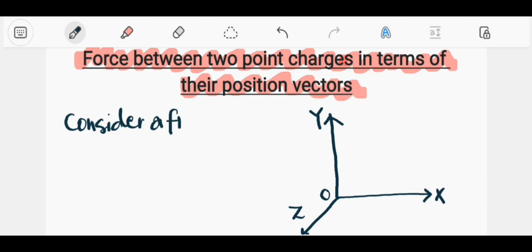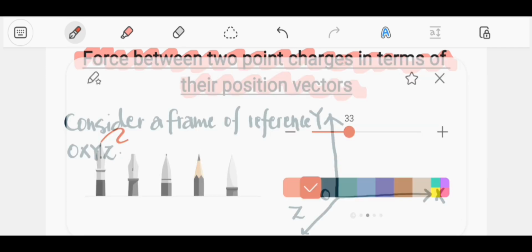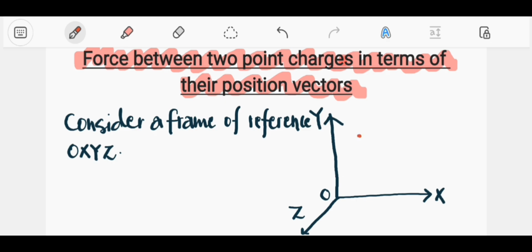Now let us consider a frame of reference O, X, Y, Z. Clear? Now students, in this we also have to consider some more things, like 2 point charges Q1 and Q2 whose position vectors from the origin will be, let us consider for Q1 it is R1, and for Q2 it is R2.